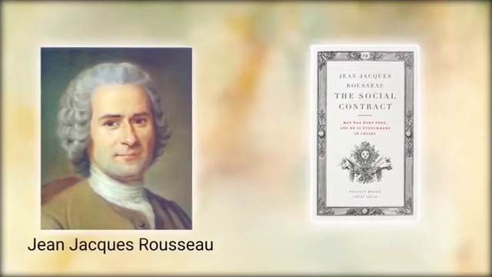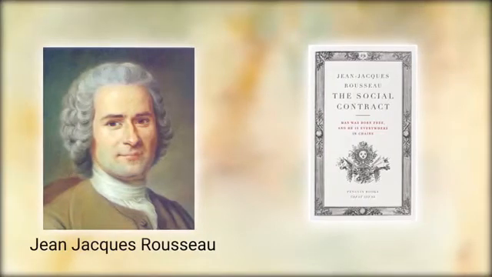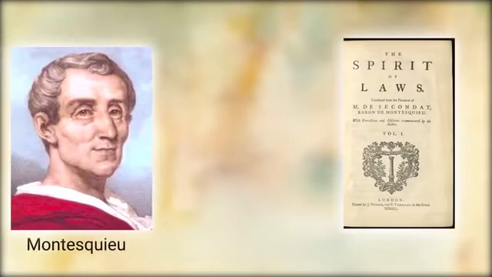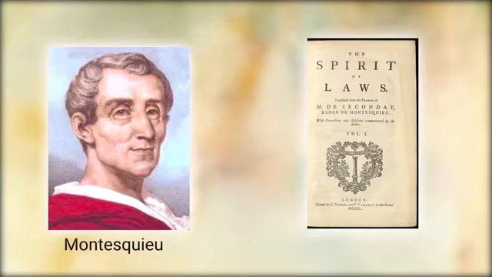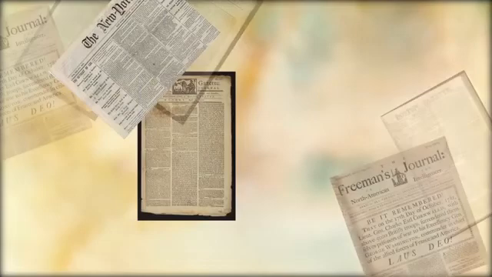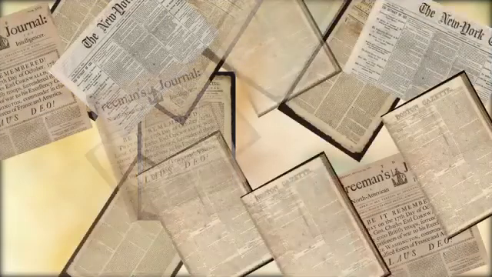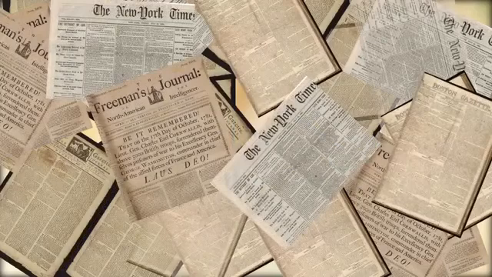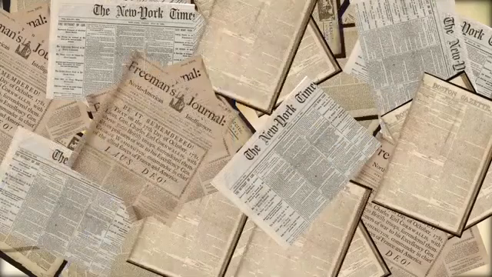Another philosopher, Jean-Jacques Rousseau, in his book Social Contract, proposed a form of government based on a social contract between people and their representatives. A philosopher called Montesquieu, in his book The Spirit of the Laws, proposed a division of power within the government between the legislative, the executive, and the judiciary. The ideas of these philosophers were discussed intensively in salons and coffee houses and spread among people through books and newspapers.